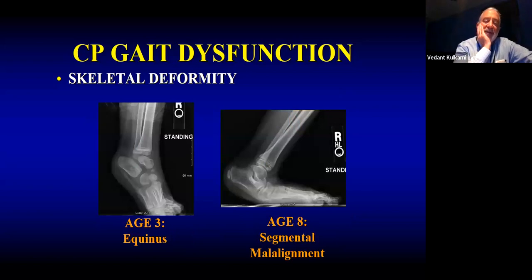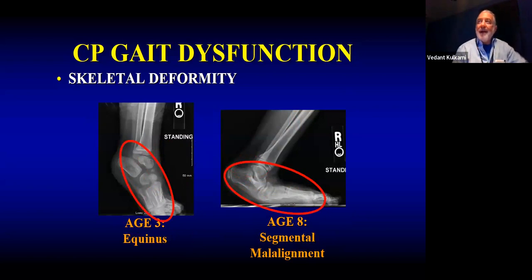So at age 3, the X-ray may look like what you see on the left. The skeletal alignment is reasonable. It's a soft tissue problem. By age 8, we now have significant skeletal malalignments in addition to the soft tissue problem. So ideally, we would intervene with the soft tissues before we develop skeletal malalignments.